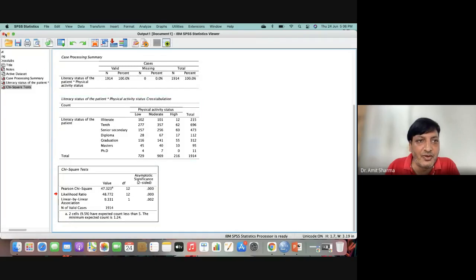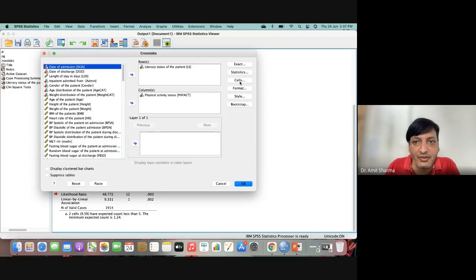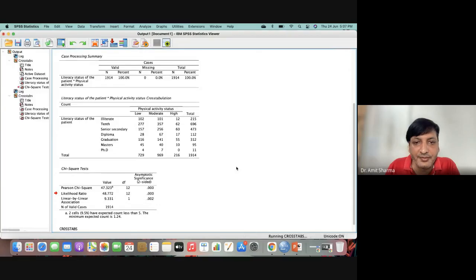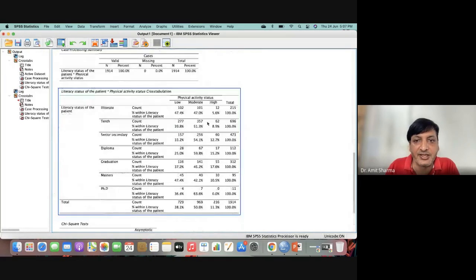So what we'll do, we'll click this one. See, no need to go to the data set again. From the output window of results, you have a shortcut icon here, which I'm using right now. You can go to Crosstabs, go to Cells, click on Row, and click Continue and OK. Again, the results will be displayed. And here, yes, now you can see that we have got the percentage.